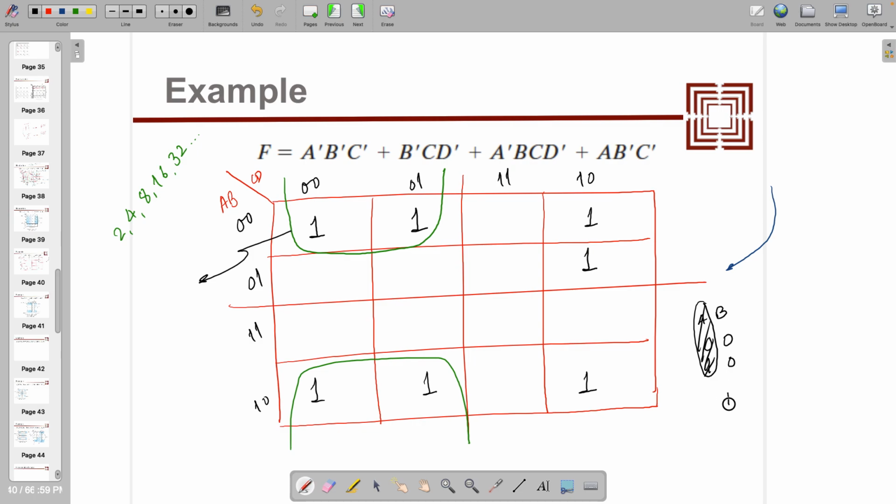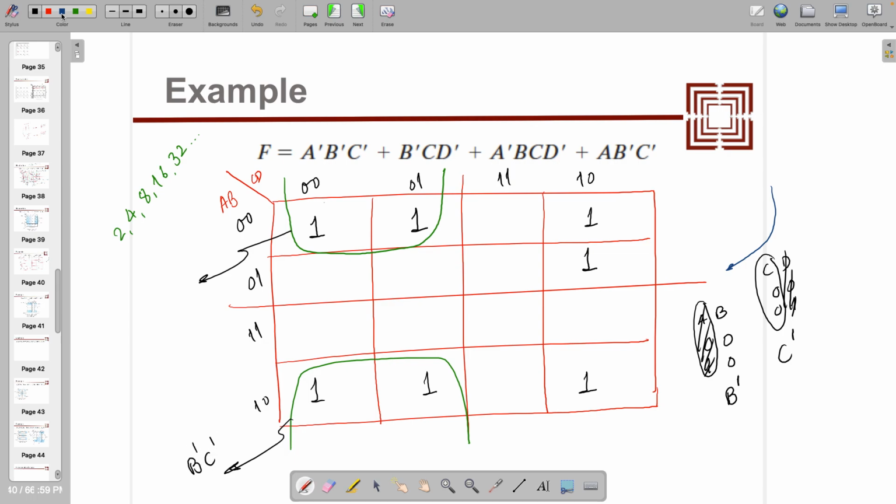This is 0 only, so you have to read that one as B prime. Now look at the horizontal one, 0, 0, 0, 1. This is CD, so C is not changing but D is changing, so you can drop this one. So you read this one as C prime, so the whole combination is B prime C prime.